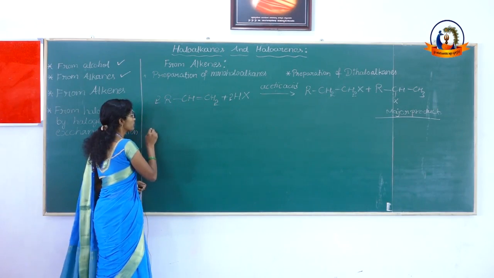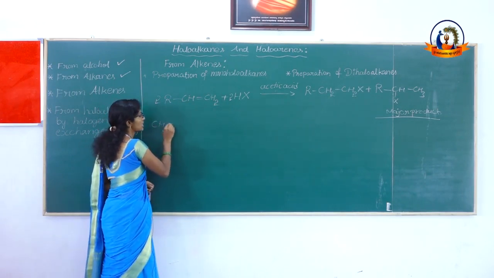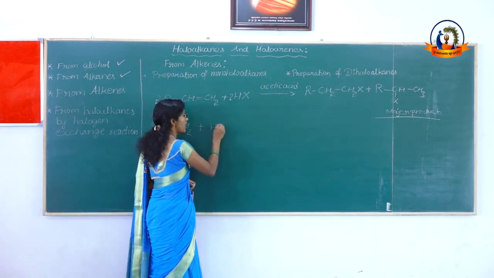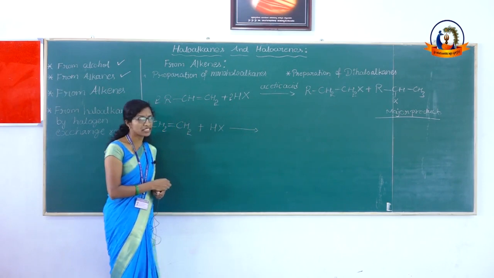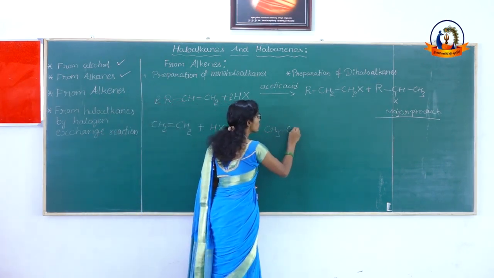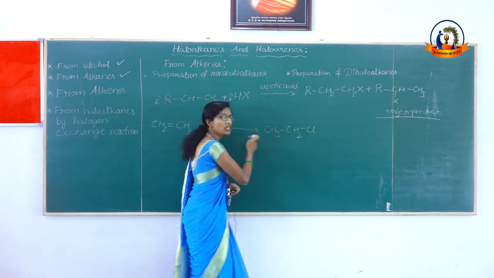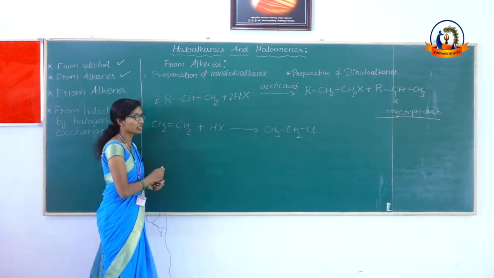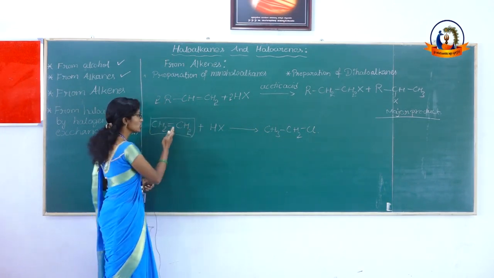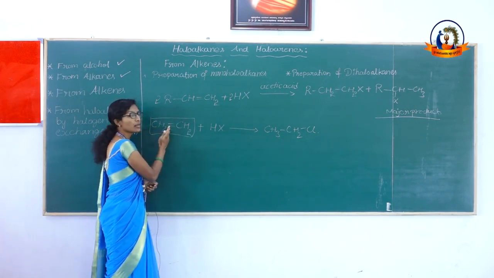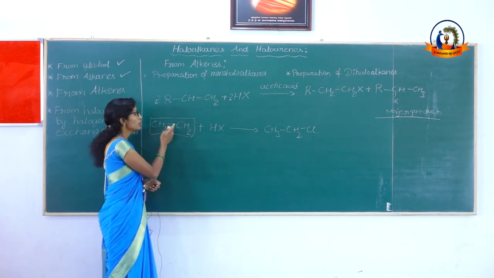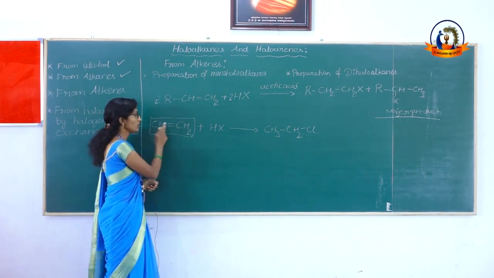For example, ethene, CH2 double bond CH2. Ethene reacts with halogen acid in acetic acid medium. It gives ethyl chloride as the major product. Here this ethene is symmetric in nature because both sides of the double bond carbon atoms are the same. Numbering of the carbon atoms between the double bond is the same, 1, 1.